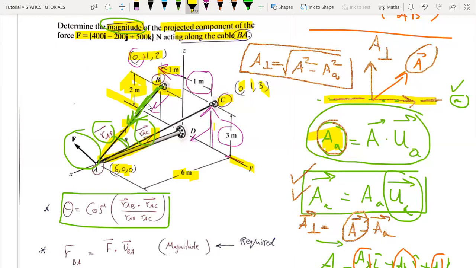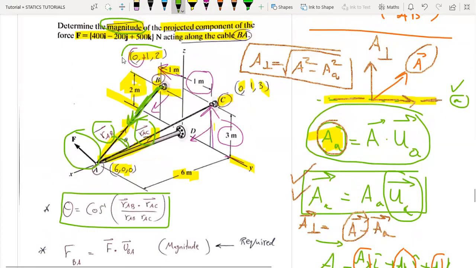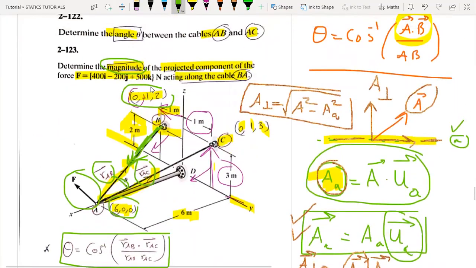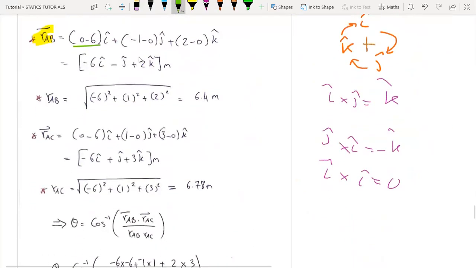So we want to find first rAB. So we are going to say B minus A. So (0 minus 6) i hat, then (minus 1 minus 0) j hat and (2 minus 0) k hat, and we will get the answer in meters. Now the magnitude will be what? 6.4 meters.